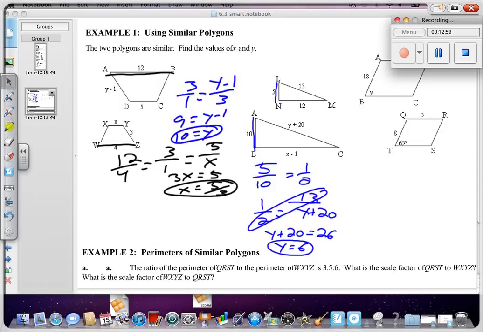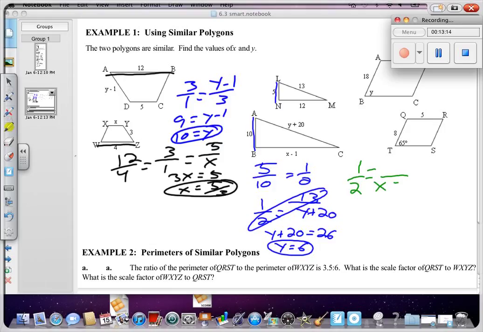Ladies and gentlemen, let's figure out the x part. Okay, so I'm going to use 1 over 2 again. I was asked, do we have to reduce it? The answer is no. It's just going to give you smaller numbers, which might be easier to work with. The big part is BC, which is x minus 1.